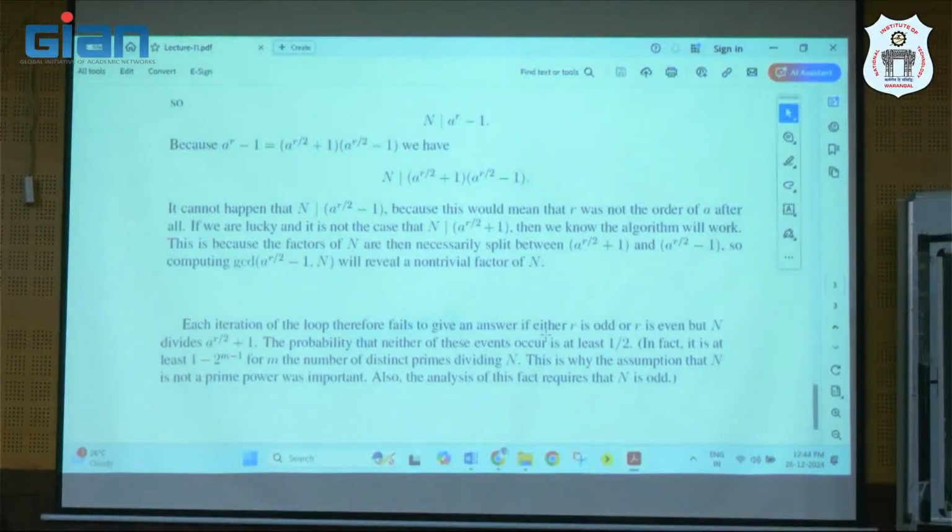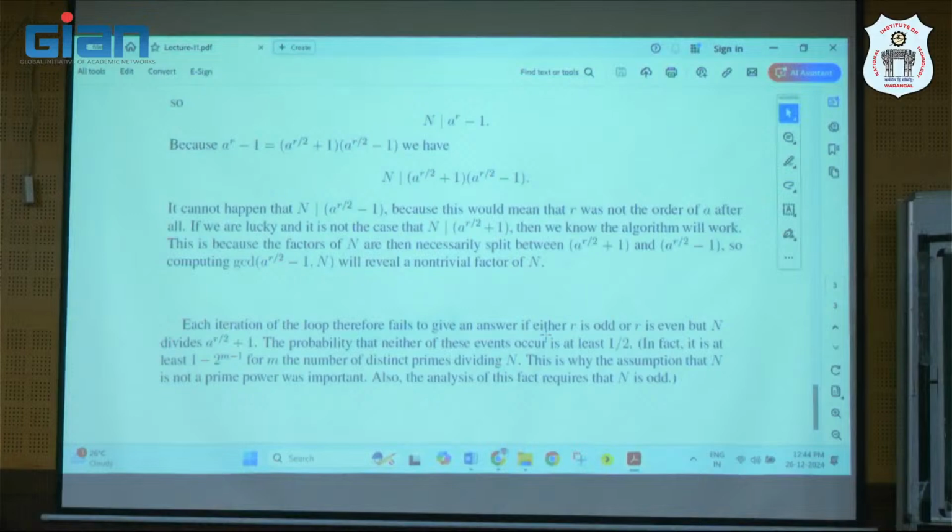So the probability that we will succeed in one loop is at least half. Therefore we keep doing it t times. The probability that we fail in each t time is 2 to the minus t. Agreed? Probability of success in each iteration is at least half. We do it t times. Probability that we keep failing is 2 to the power minus t.